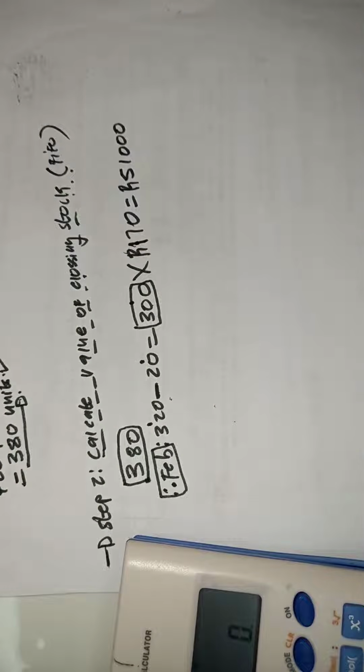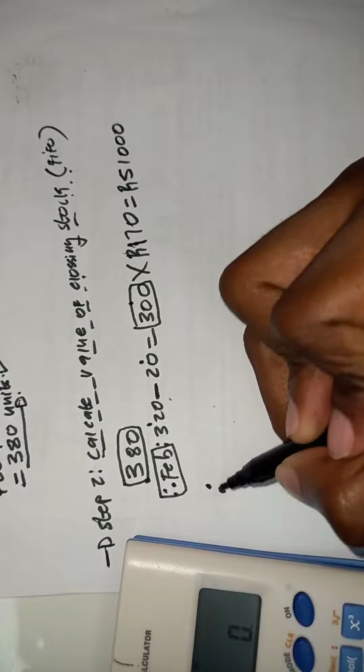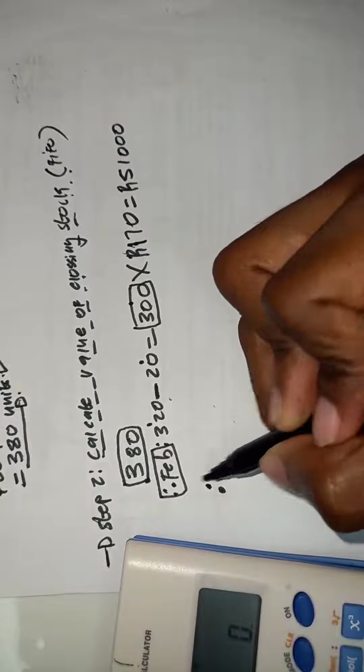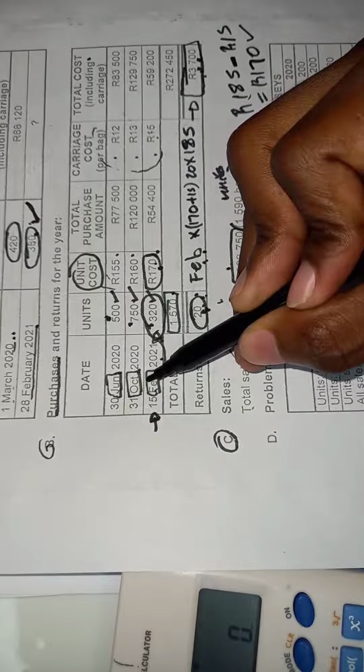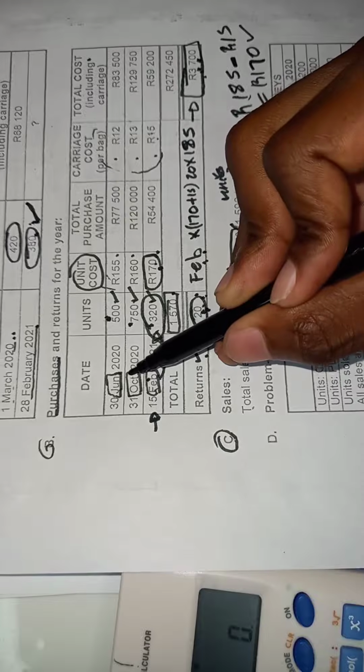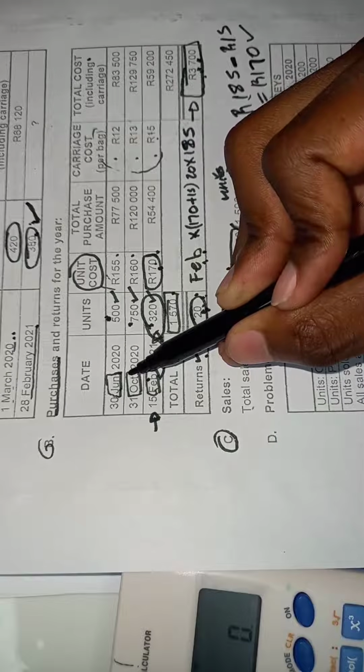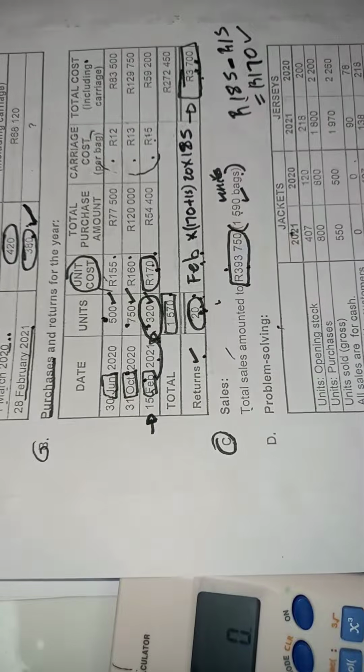So now what's next? Therefore, what's the next month after February? What's the next purchases after February? Okay, after February, we had what on our information? We had October. That's the next purchases after February. Is what? October.